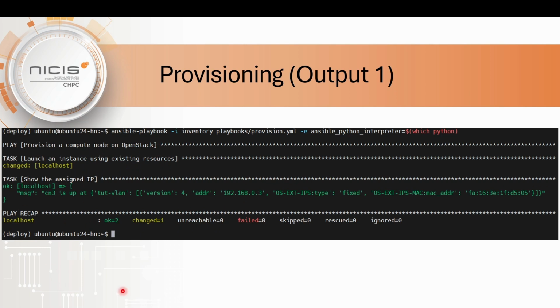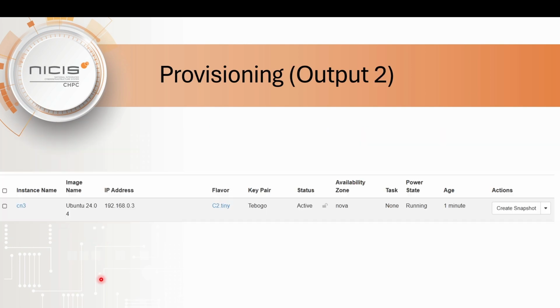This is what the output will look like when you're creating a node. This is the command I ran to deploy that, and then this is the output you would get. And then what we have here is basically just showing the node that was just created using Ansible.